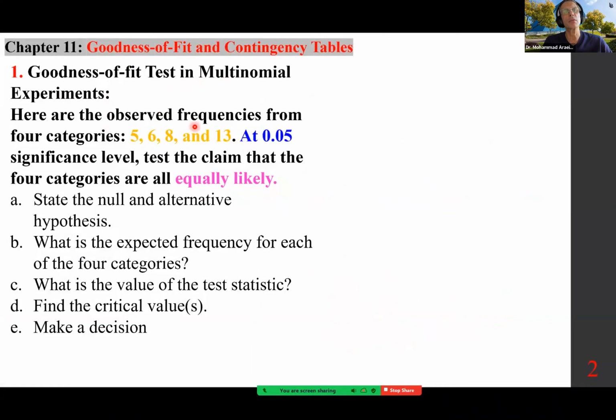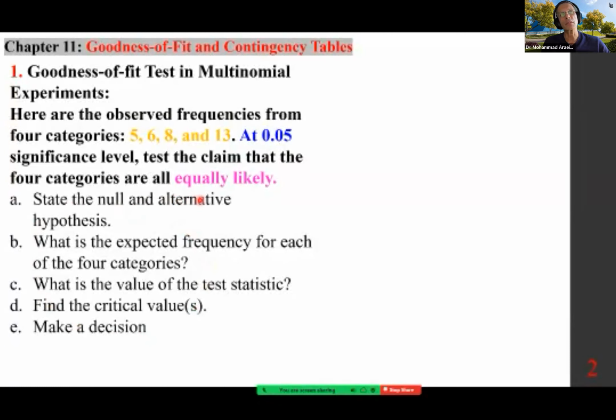Here are the observed frequencies from 4 categories: 5, 6, 8, and 13, at 0.05 significance level. Test the claim that the 4 categories are all equally likely, and everybody remembers the various steps in the test of hypothesis. We state the null and alternative hypothesis. What is the expected frequency for each of the 4 categories in this case? What is the value of test statistic, critical value, make a decision.